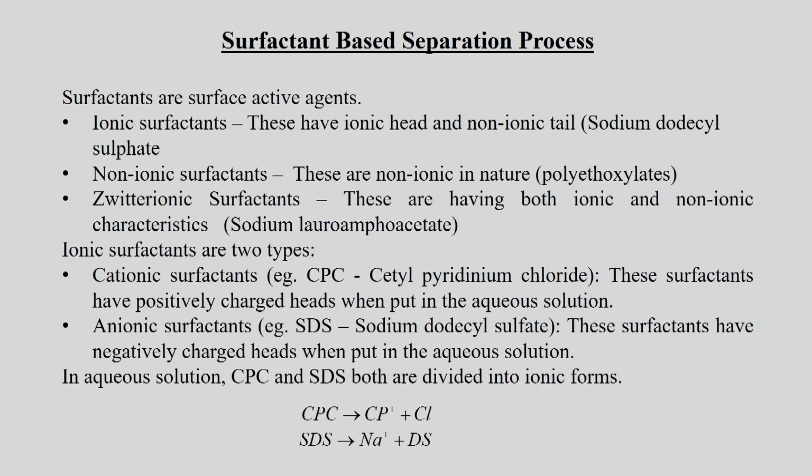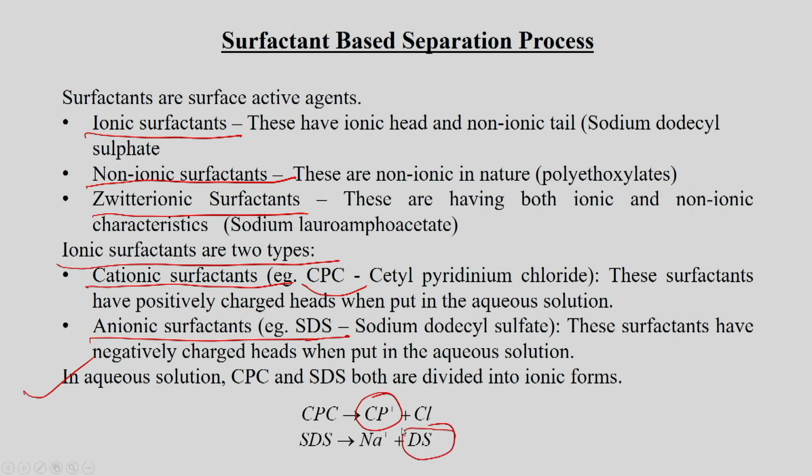Okay. Then in surfactant based separation processes or MEUF, we have discussed the surfactants are surface active agents, like ionic surfactants, non-ionic surfactants, and zwitterionic surfactants. But ionic surfactants are of two types: cationic surfactants like CPC, cetylpyridinium chloride, or anionic surfactants like sodium dodecyl sulphate. In aqueous solution, CPC and SDS both dissociate into ionic forms like cetylpyridinium plus and dodecyl sulphate minus.